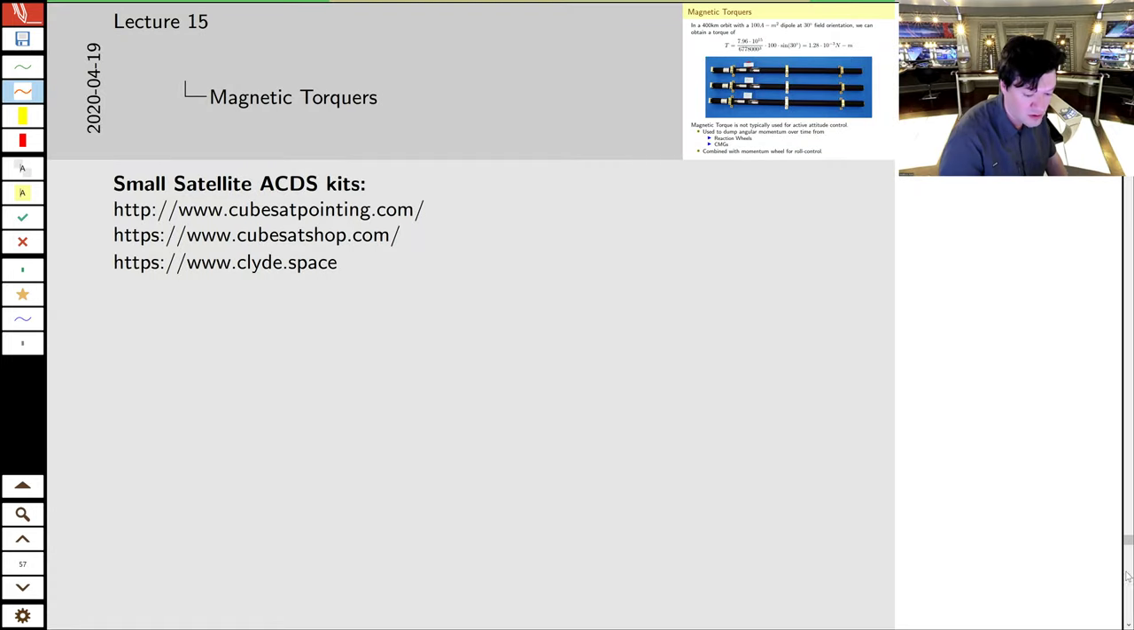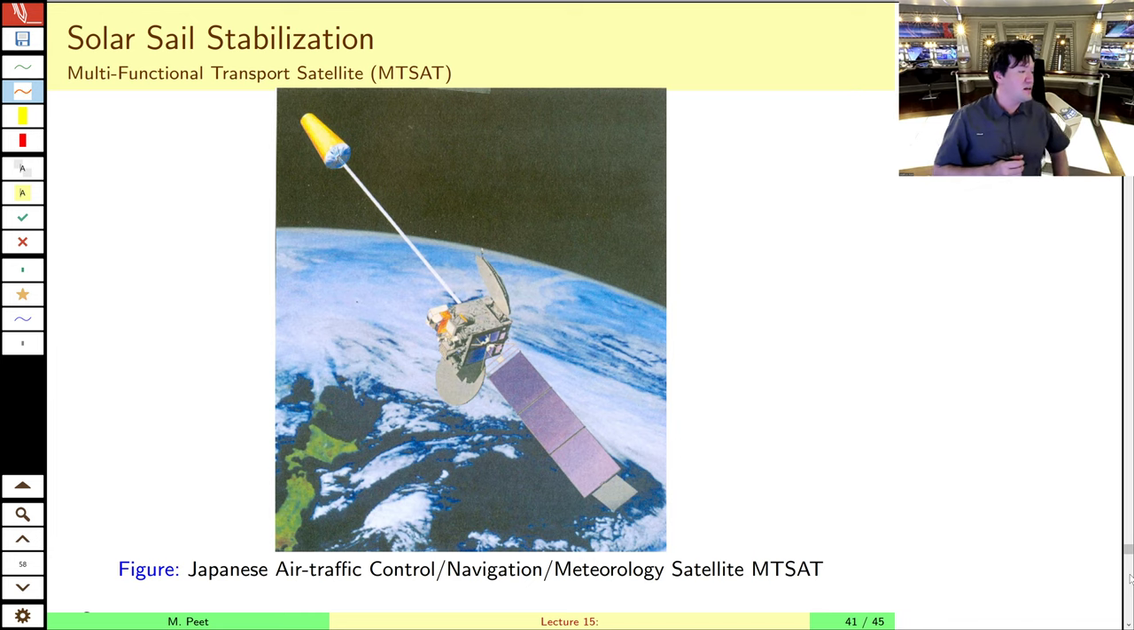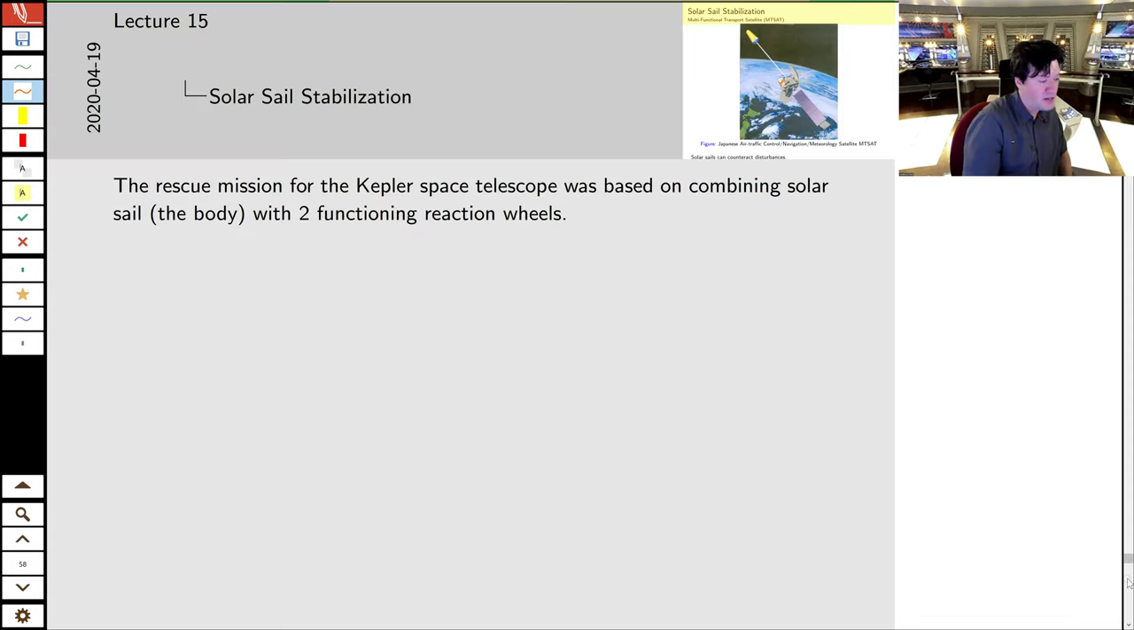Right. So we're almost to the end. I'll just briefly mention a couple of alternatives which don't really have much practical impact at the moment, not really used very much. Solar sail stabilization, right? So you can put a solar sail there, bounce the solar wind off of it or light off of it, and create a counter reaction to, say, solar wind bouncing off of a solar panel.